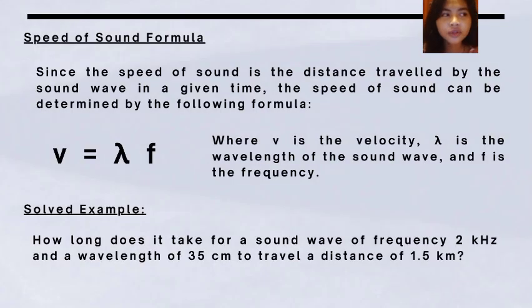So I've just introduced to you the formula for the speed of wave earlier, right? Since the speed of sound is the distance traveled by the sound wave in a given time, the speed of sound can be determined by the following formula. V is equal to wavelength times frequency, where V is the velocity, the wavelength symbol is the wavelength, and f is the frequency.